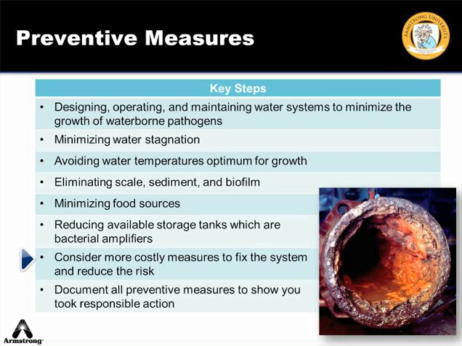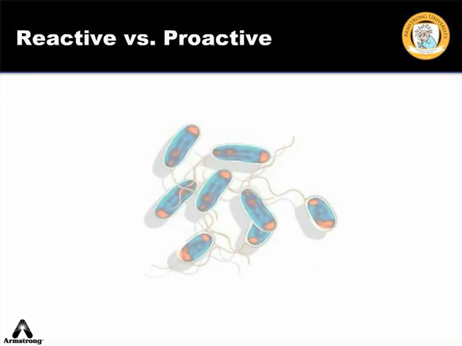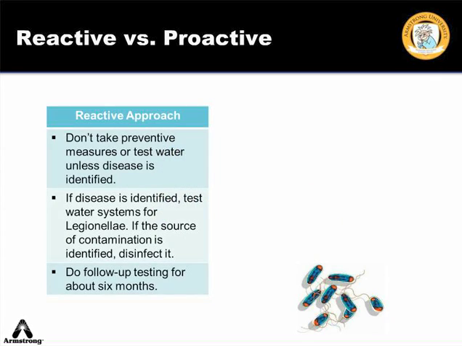If the facility has a high risk for Legionella, consider more costly measures to fix the system and reduce the risk, and documenting all preventive measures to show you took responsible action. Guidelines for appropriate water temperatures and chemical treatment of water for Legionellosis prevention can be found in ASHRAE Guideline 12-2000, which is available online.